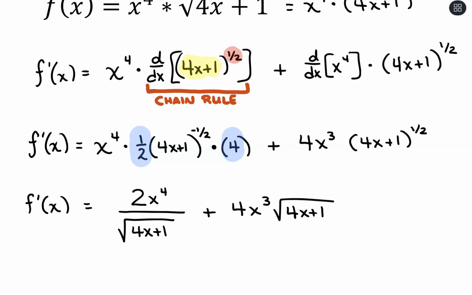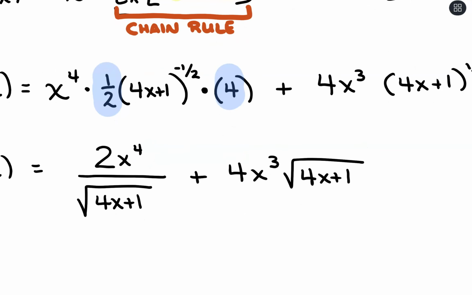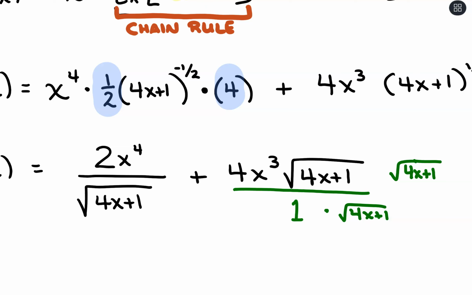Now, something we can do here to simplify further is create a common denominator to combine these together. So when you're looking at the answer key for the participation packet, if that final answer isn't matching up, it's because we could take steps to further simplify by combining these two terms together. So what I need is a square root of 4x plus 1 in the denominator. So for my second function here, what I'm going to do is multiply by square root of 4x plus 1 over square root of 4x plus 1. So I can add these together.